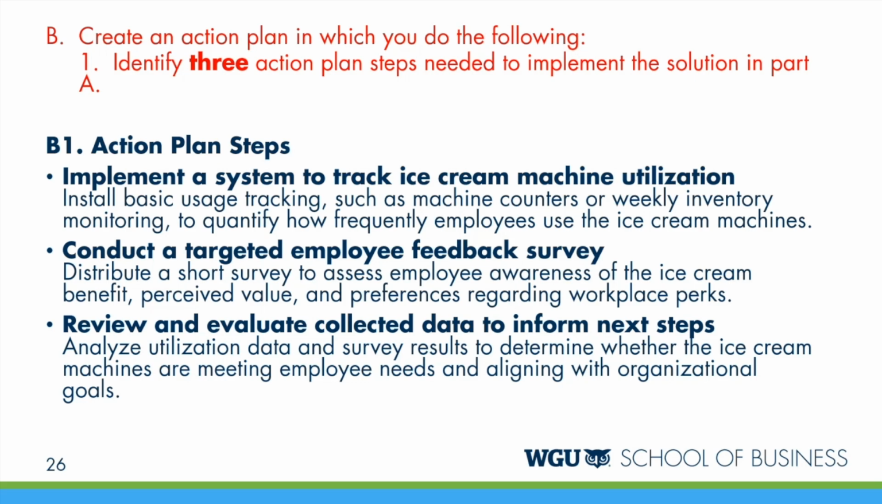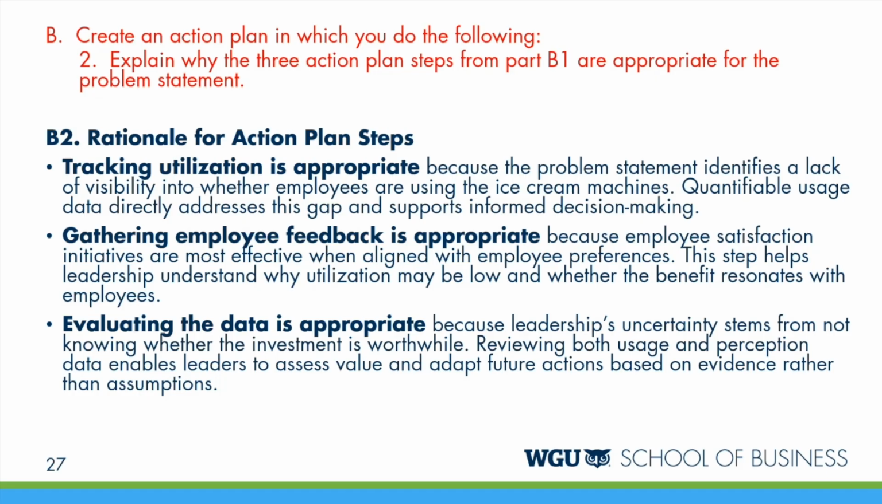And then third, we're going to review and evaluate the data that we collect to inform the next steps. So we're going to analyze the utilization data and survey results to determine whether the ice cream machines are meeting employee needs and aligning with organizational goals. So here's our action plan with 3 steps. Now the second part of B is to explain, we're going to justify why these steps are important.